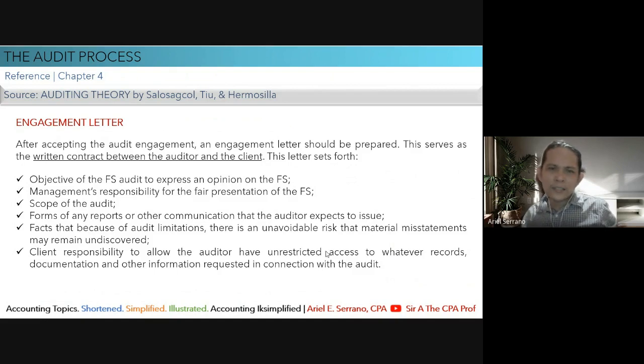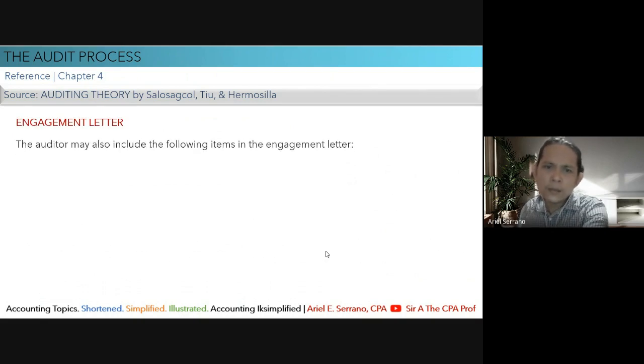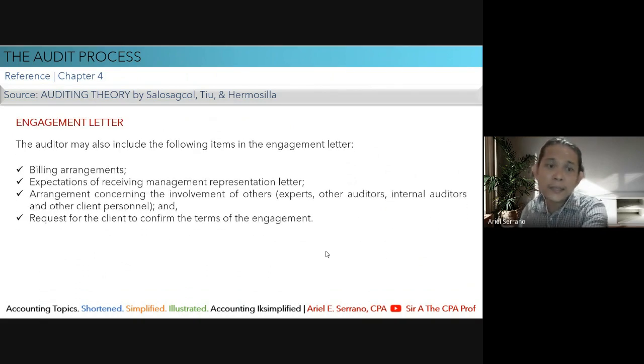So, dapat express na we allow, okay? As part of the procedures, we have to inspect records, documents. So dapat wala kaming restrictions doon. We can inspect any information that may be needed as part of our audit procedures in connection with our audit. Okay? Now, we can also include the following items in the engagement letter.